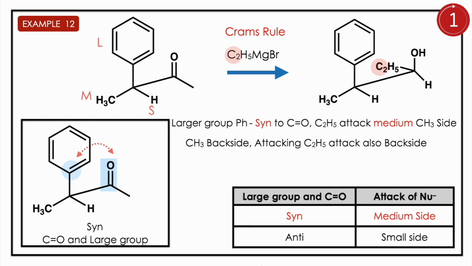So according to Cram's rule, large group and CO syn to each other mean medium side attack. Here the medium group is the methyl group which is behind the plane. Same angle you have the attack of the nucleophile. So C2H5 attacks from below. OH comes above. So you have the final product. The concept you have to learn here is whatever the conformation or the configuration, you should stick with fundamentals and find the product.